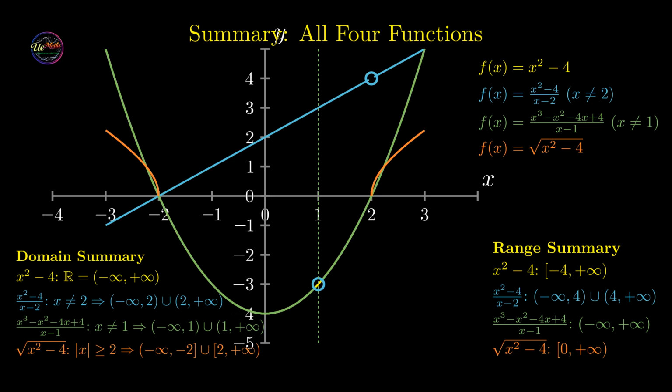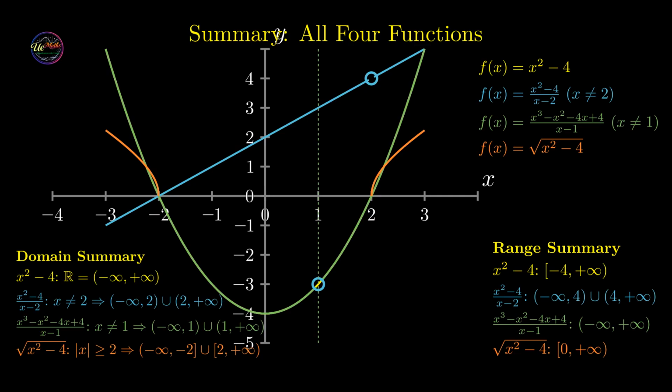Observation 2. Range. The polynomial f of x equals x squared minus 4 has range from negative 4 to positive infinity, because x squared has minimum value 0 at x equals 0, giving a minimum output of negative 4. The rational function f of x equals x squared minus 4 divided by x minus 2 simplifies to the line x plus 2 with a hole at x equals 2. The missing point corresponds to the output y equals 4. So the range is all real numbers except y equals 4.